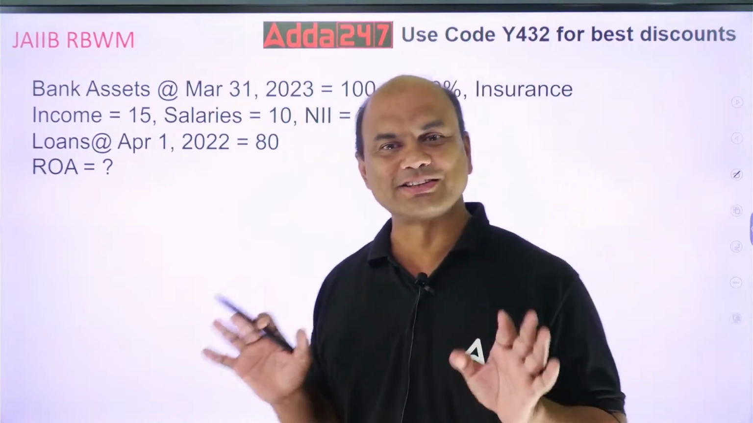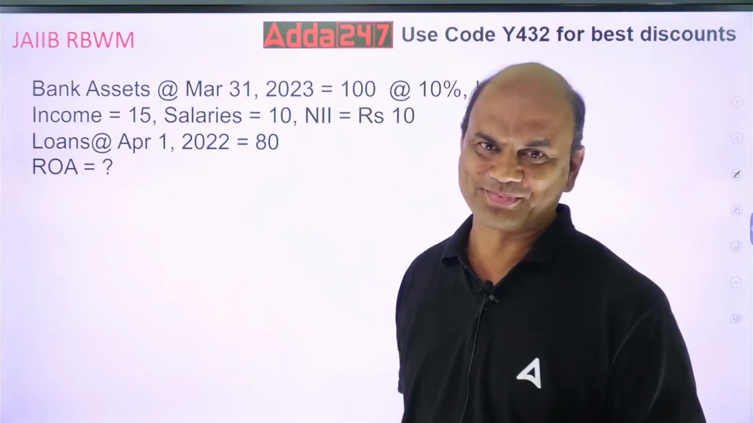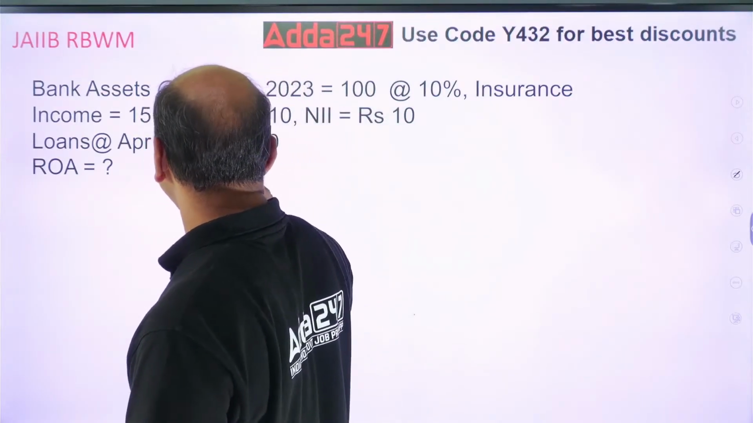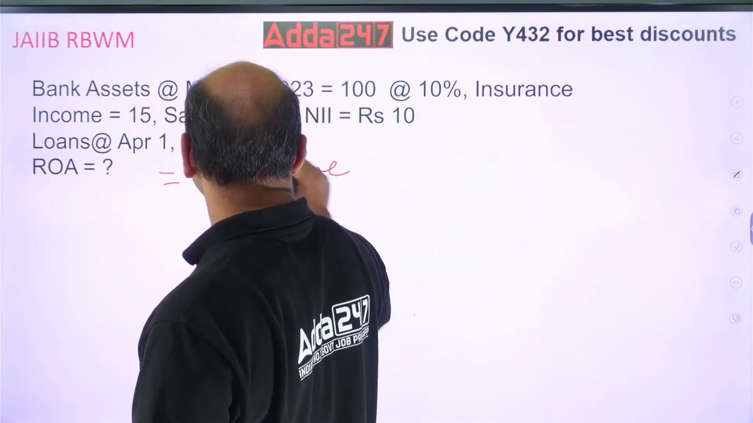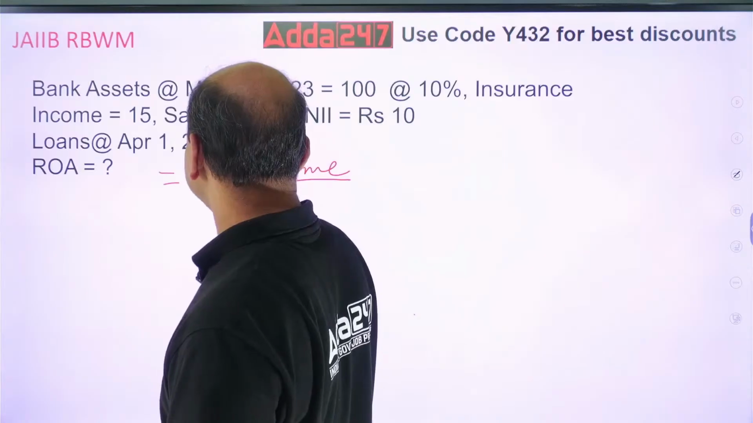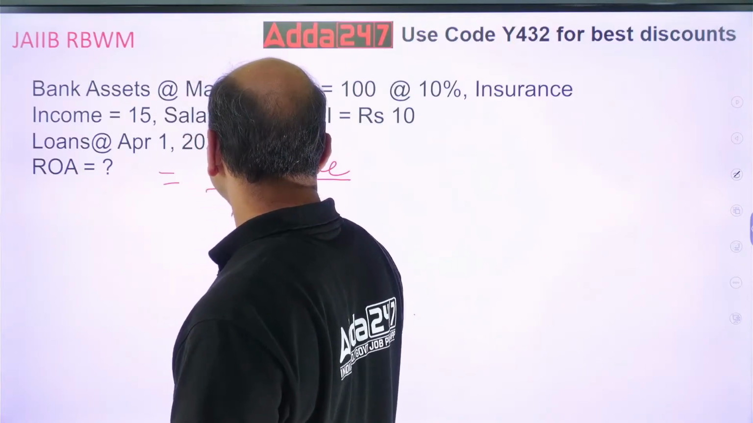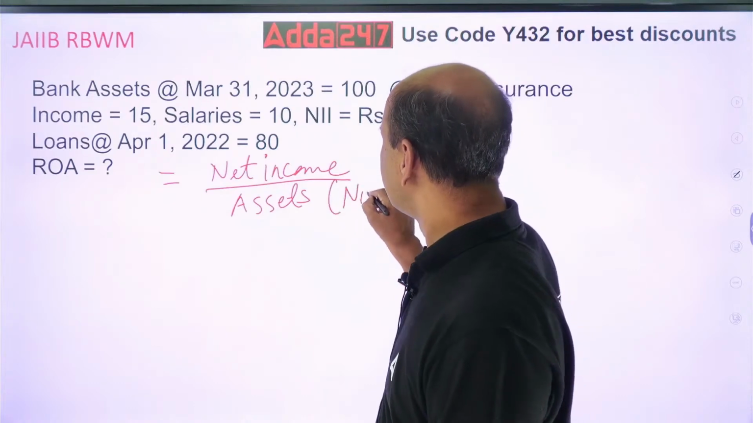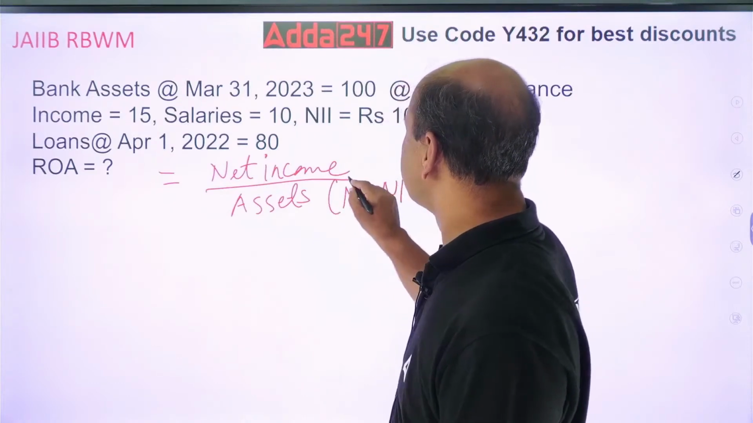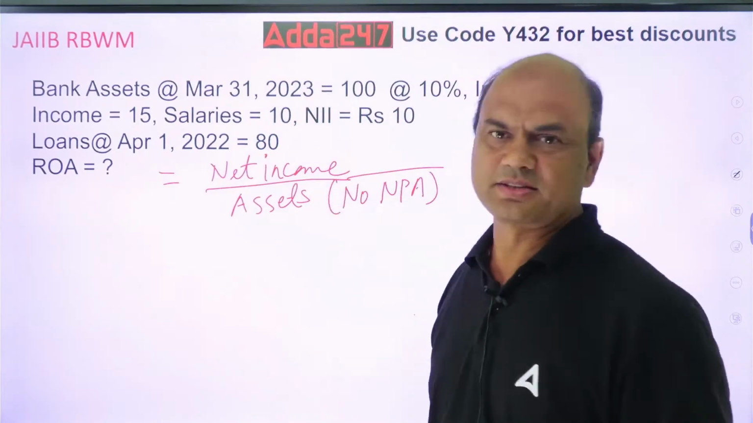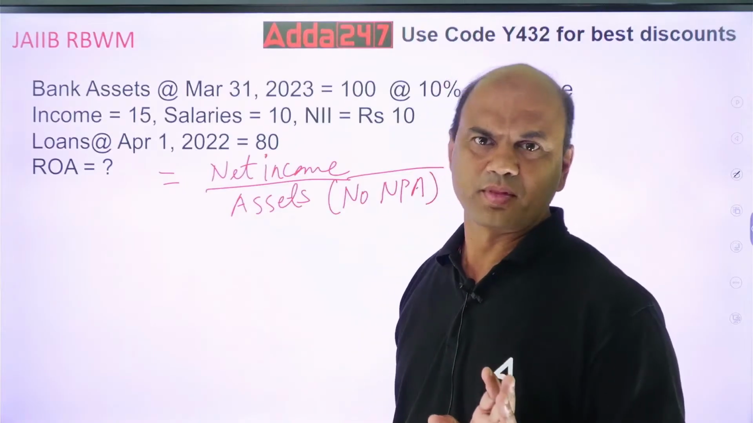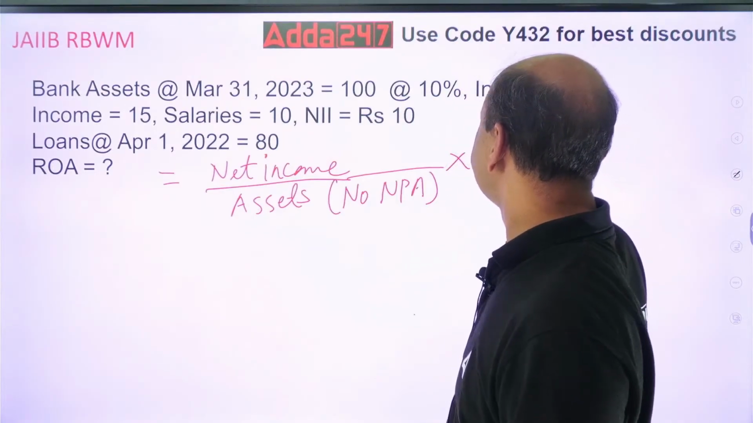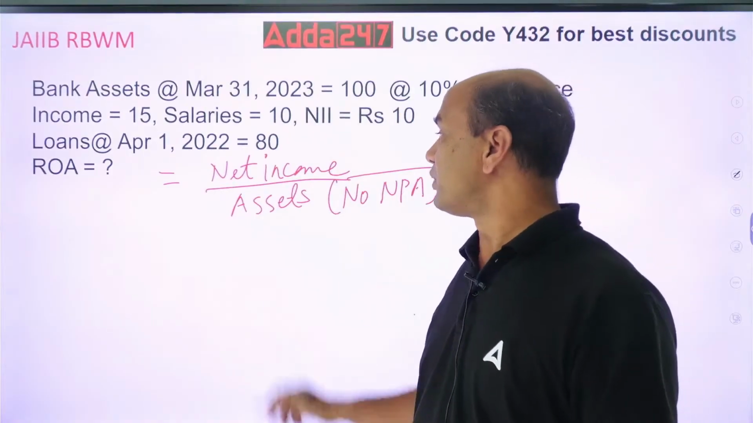Now, what is the formula for return on asset? Formula for ROA equals net income divided by total assets, or you can call it yielding assets. Whenever you consider these assets, no NPA should be included; NPA should be excluded. So net income upon assets is your basic formula of ROA. Multiply by 100 if you want percentage. But what is net income now?